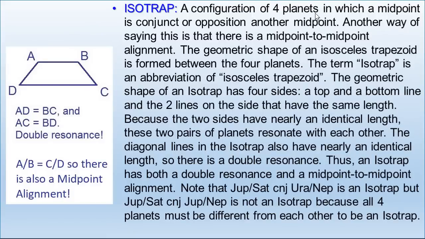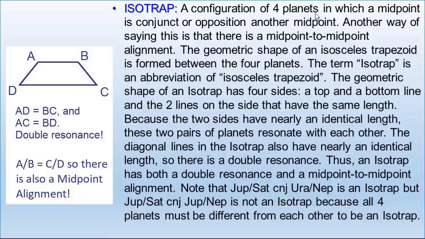And where we hear this term the most in vibrational astrology, I can't think of any other context where we hear it very often. Maybe there is one I'm not thinking of. But one place where we hear it a lot is with isotraps. So let's learn what an isotrap is, and this is often where we also hear the word alignment. An isotrap is a configuration of 4 planets in which a midpoint is conjunct or opposition to another midpoint. Okay, that's one definition of an isotrap.